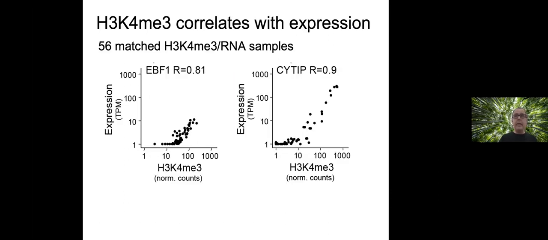So quickly, just to convince ourselves what we learn from it, if we look at existing data, again from Roadmap Epigenomics, of K4 trimethylation chromatin IP and RNA, we see that for many genes there is a very nice correlation between the level of that mark at the gene in different samples and the expression of that gene in the same sample.